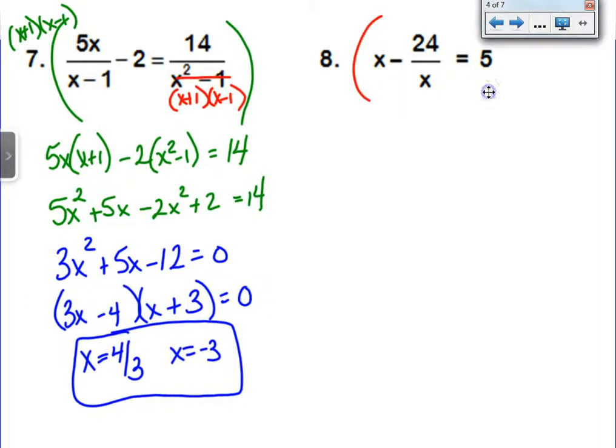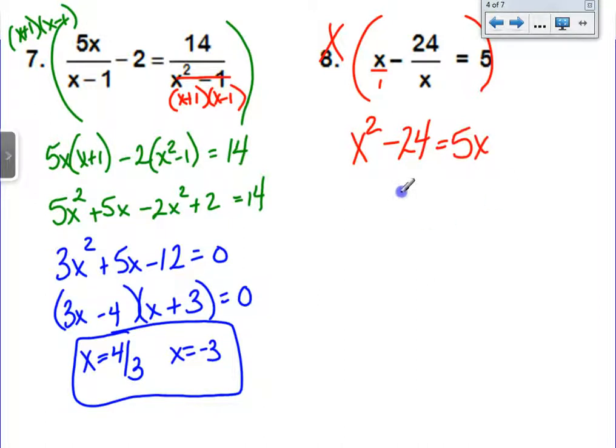8 is actually really simple. Because there's only one denominator in the problem, you're just going to multiply everybody by an x. Now this first fraction, it's an x over 1. Nothing cancels, so it's an x squared. The next fraction, the x's will cancel, so it's just a 24. And then 5 times x, there's nothing to cancel, is a 5x. So again, we've got a quadratic.